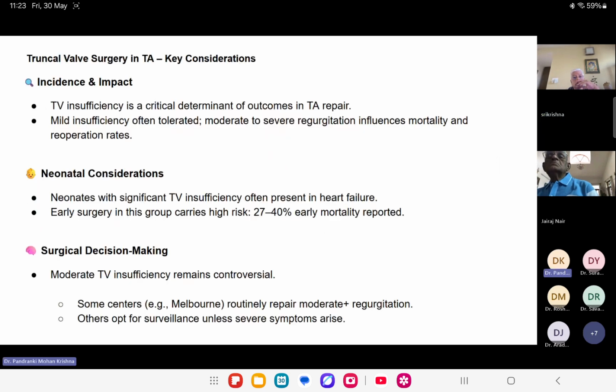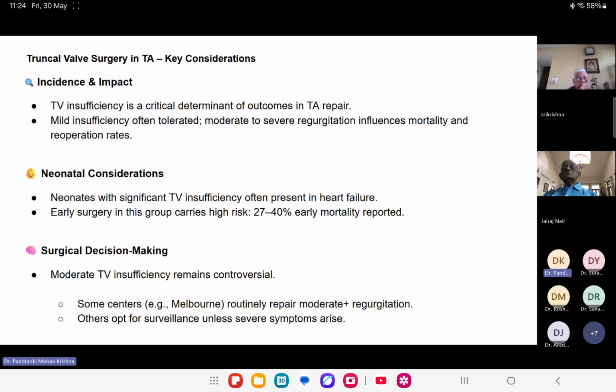Truncal valve surgery in truncus arteriosus. Truncal valve insufficiency is a critical determinant in the outcomes of truncus arteriosus repair. Mild insufficiency is usually tolerated, no one will touch it, but moderate to severe regurgitation influences mortality and reoperation rates. Neonatal considerations: neonates with significant truncal valve insufficiency often present in heart failure. So these cases usually go for an early surgery because it's an emergency surgery. There is 27 to 40% early mortality reported in neonatal cases.